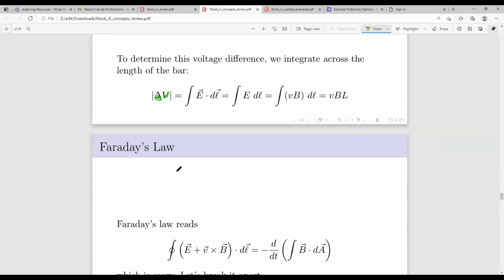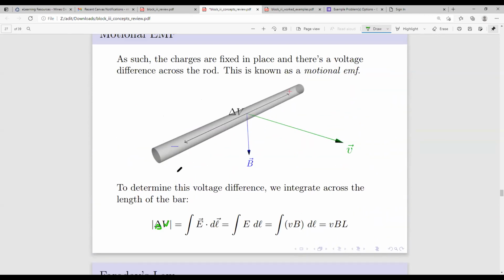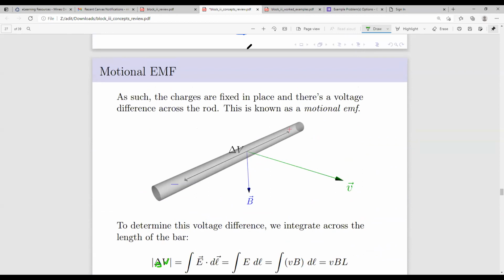Let's see what else. Okay, so that's motional EMF. And oh, here it is. I'm just goofy. Awesome.